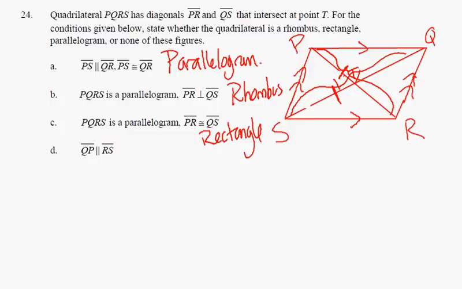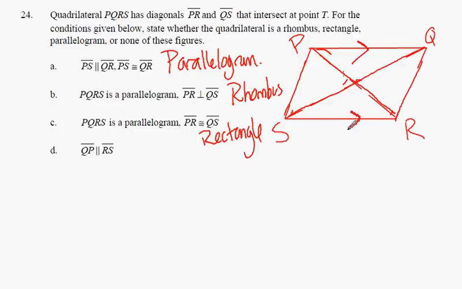Finally, let's erase all of our markings. And now we're looking at PQRS again, and we know that only QP and RS are parallel. Only this pair of sides is parallel. If we only know that one pair of sides is parallel, it can't be a parallelogram. So it has to be a trapezoid. So technically, the answer to our question would be none of these.